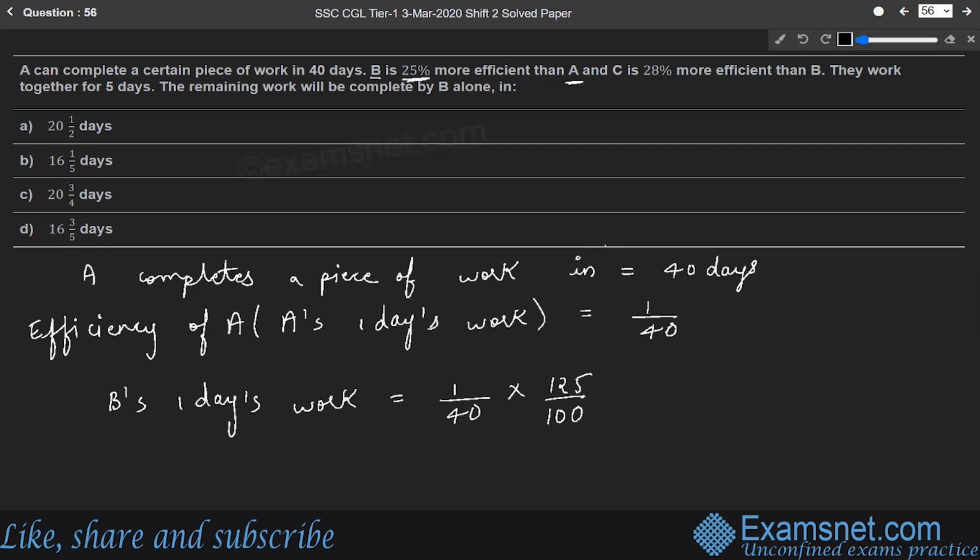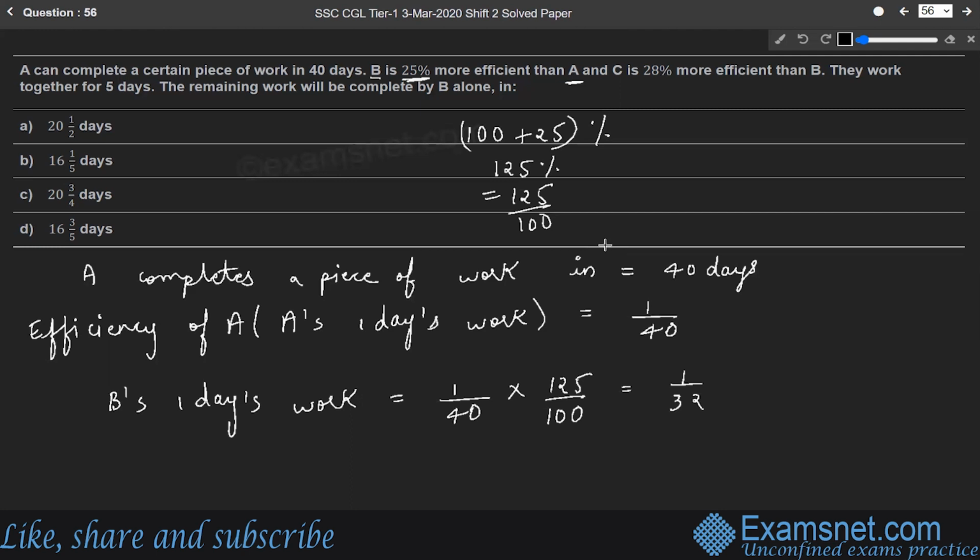See, the total of any value is taken as 100, right? If B is 25% more efficient, it means 100 plus 25%, which is 125%, and 125% means 125 divided by 100. Okay. So in this way, B's 1 day work will be 25% more than A. That is why 1 by 40 multiplied by 125 divided by 100. Okay, so when we cancel out these terms, we get 1 upon 32.